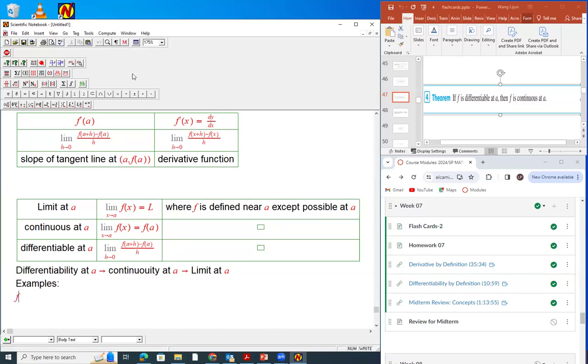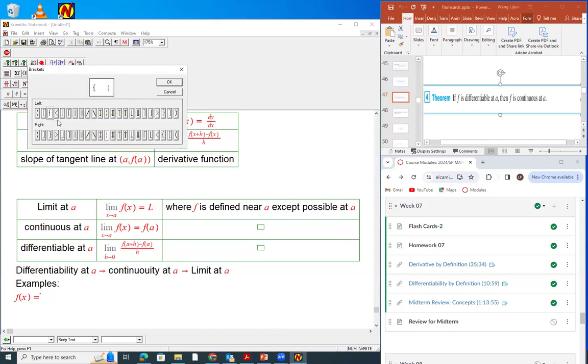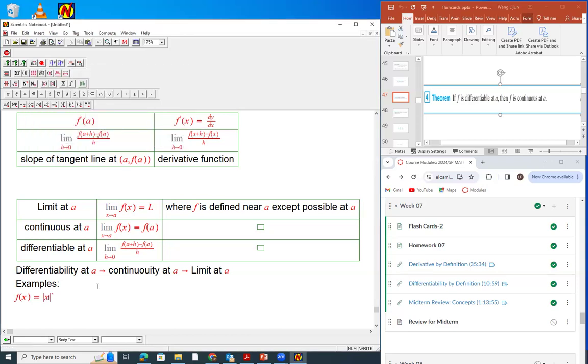One of the examples we did in class is f of x equals the absolute value of x. It is continuous at 0 but not differentiable at 0. So this is a very important example. And the limit exists but not continuous. For that case, we have many, many examples. You just look at the homework we did.